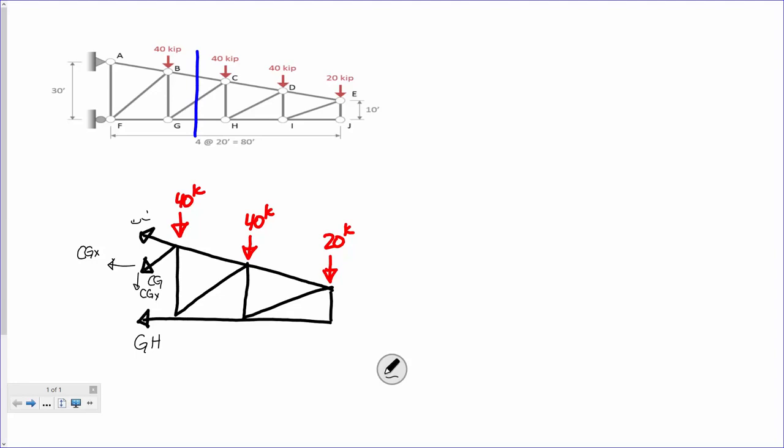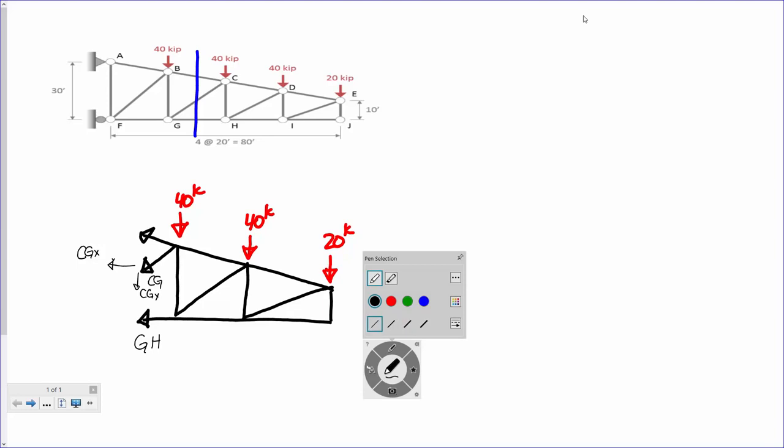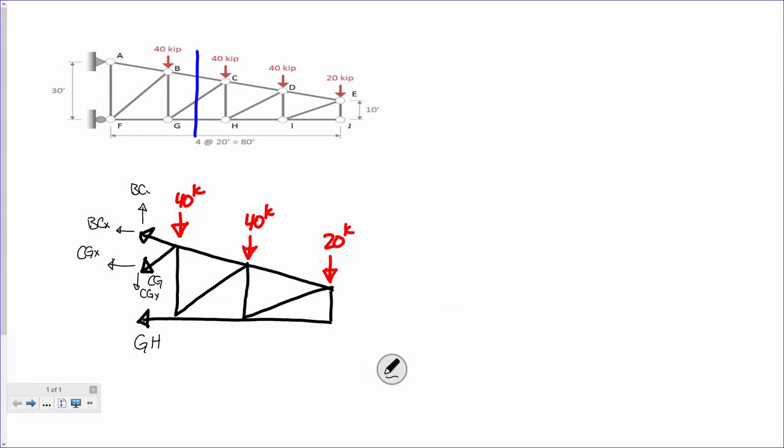I'm going to erase this so I can draw a little clearer. This is BCX, and this is BCY. Okay? I like to go ahead and do that right off the bat. Is everybody good? Okay. So that's essentially our section, and I'm not going to draw the dimensions because I've got the dimensions shown right above here.